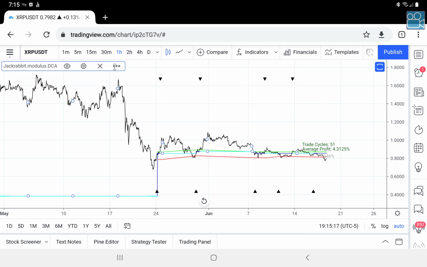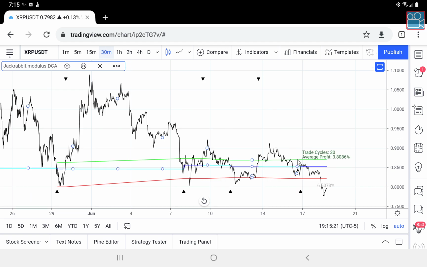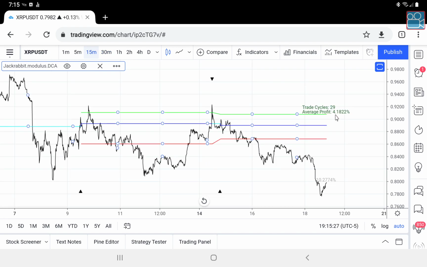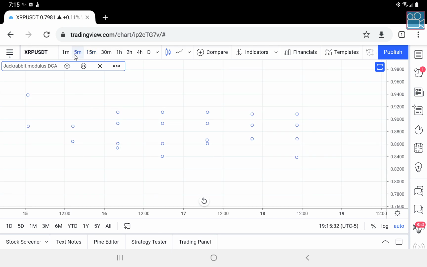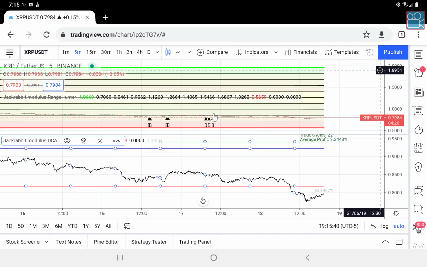Let's see what happens if we go down to the 30-minute mark. 30 trades. The 15-minute mark, 29 trades. The 5-minute mark, or roughly 1 month. 22 trades, 1 month, using pretty much 20% boundaries. And a take profit.